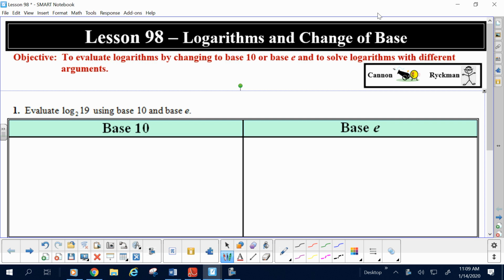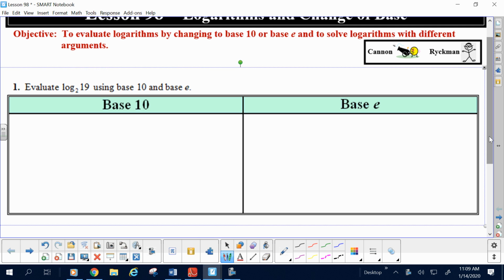So, good stuff. Okay, log base 2 of 19. Now, this isn't as crucial as it used to be because now your fancy pants calculators do any base. But it used to be the case that your calculator only did base 10 or base E. You had to be able to change the bases. For calculus purposes, you still have to be able to do this. So this is an important skill.